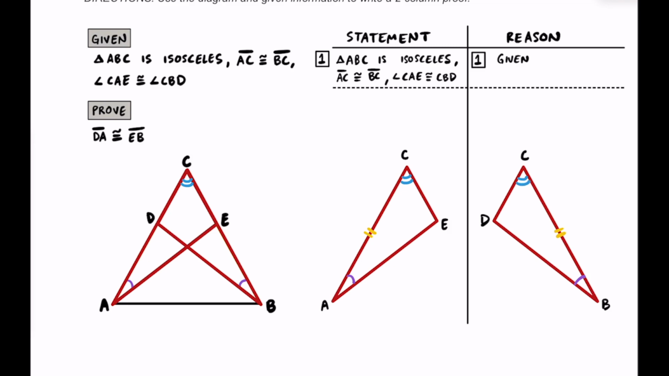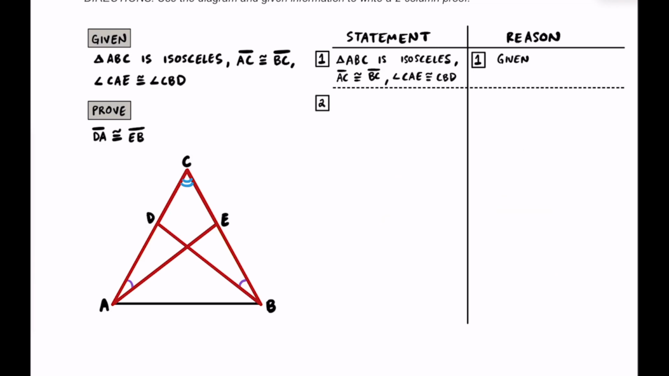So at this point, we can see that we have an angle, which is down here. We have a side, which is going to be this side right over here. And then we also are going to have another angle, which is up here. So we could prove these two triangles are congruent using ASA. So for statement number 2, I just want to go ahead and say that angle C is congruent to angle C. And we can say this by the reflexive property of congruence.